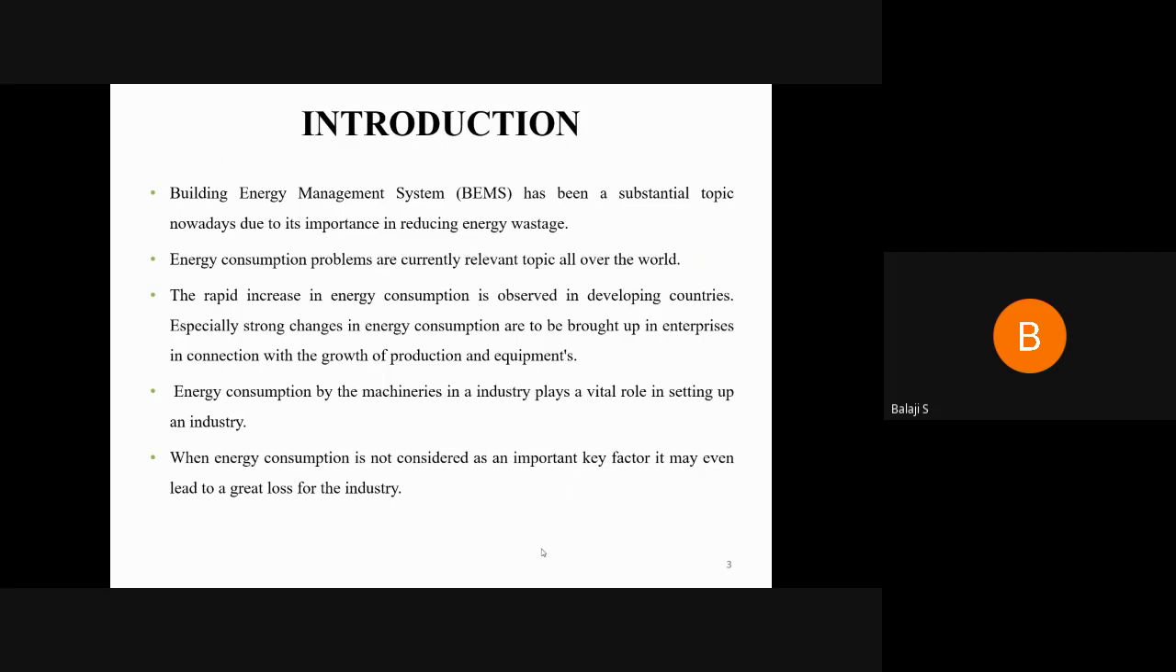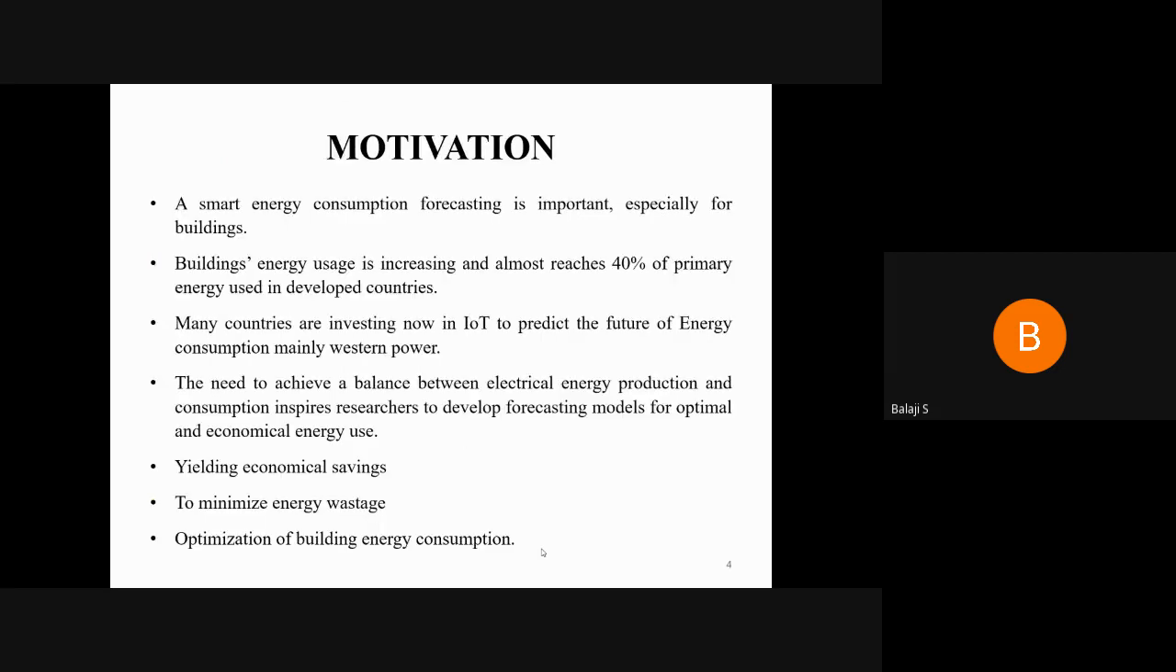Energy consumption by the machineries and industry plays a very vital role in setting up an industry. When energy consumption is not considered an important key factor, it may even lead to great loss for the industry. These are all the factors which motivated me to proceed with this research topic.